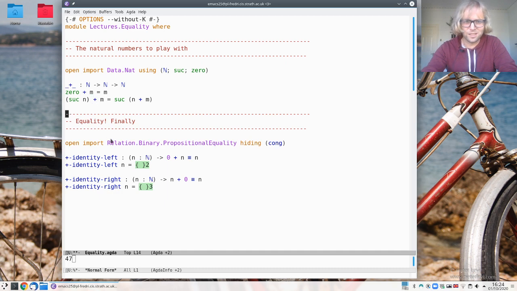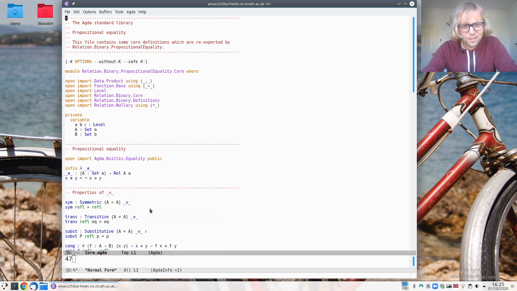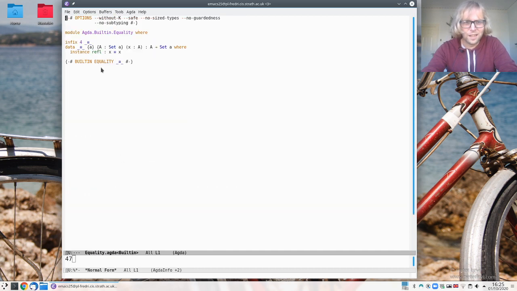And the way we do this is that we open and import this particular module from the standard library. We could also define it ourselves, but this is a convenient way to do it. So let's see what's in here. I middle click on this. Okay, and I go further down in the hierarchy, and finally I find this Agda.Builtin.Equality module, and this is where equality is defined. We see that it's a data type, and it has exactly one constructor.